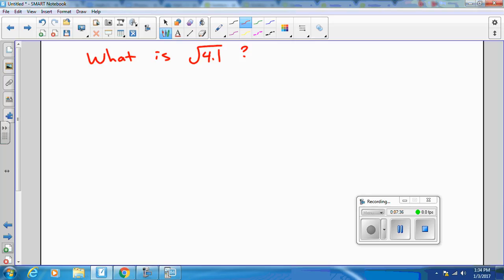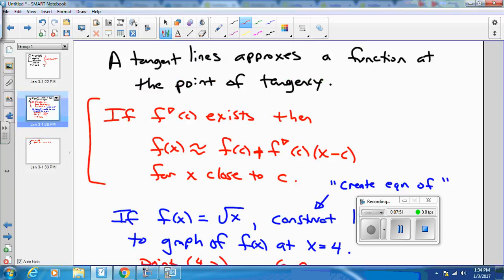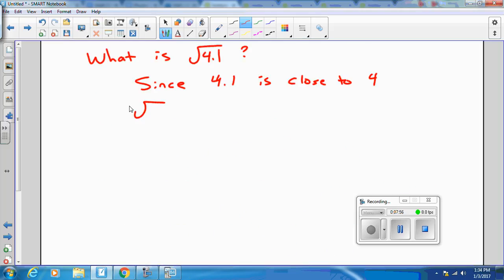Watch this. Is 4.1 close to 4? Yeah, 4.1 is close to 4. Since 4.1 is close to 4, now, because of that fact, I can use my big idea for the day, the tangent line estimation theorem, and I can say that the square root of 4.1 is approximately equal to the tangent line evaluated at 4.1. What am I doing here?